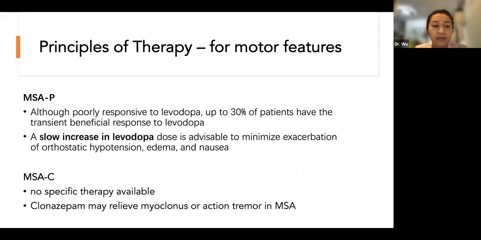For the patients diagnosed as MSA-P type, we should know that although they respond poorly to levodopa, up to 30% of patients will have a transient beneficial response to levodopa. So a slow increase in levodopa dose is advisable to minimize the exacerbation of orthostatic hypotension, edema, and nausea.